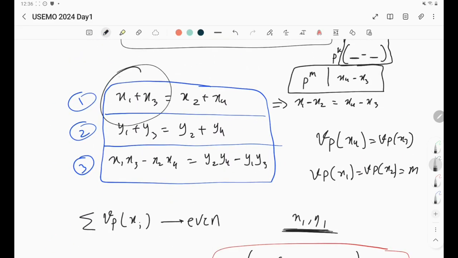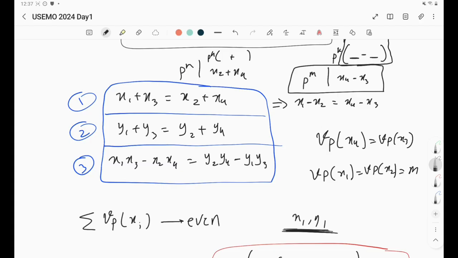x1, x3. Okay, so they are already isolated. Let's try to apply the same strategy. x1 plus x3 here, x2 plus x4. So we know that p^m divides x2 plus x4. Can we do the same strategy? Sure, why not? Just take p to the k, and now we have a sum instead of a minus, but that doesn't matter because we can apply exactly the same strategy again.